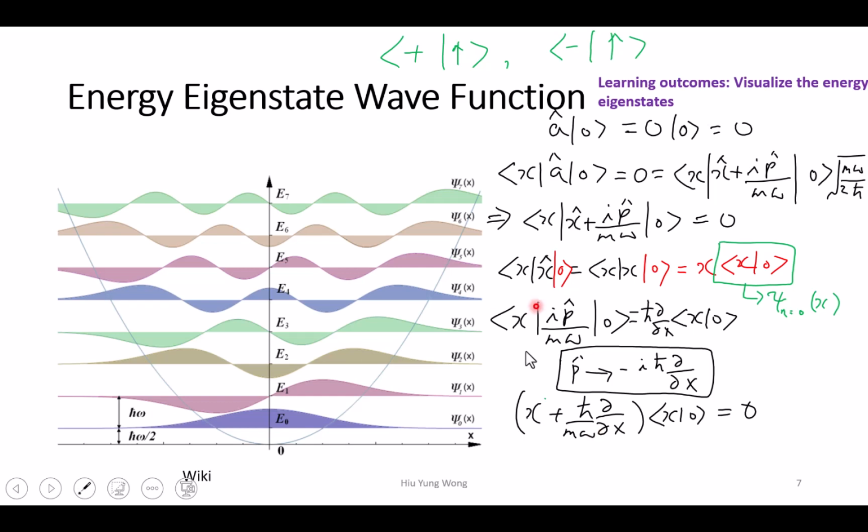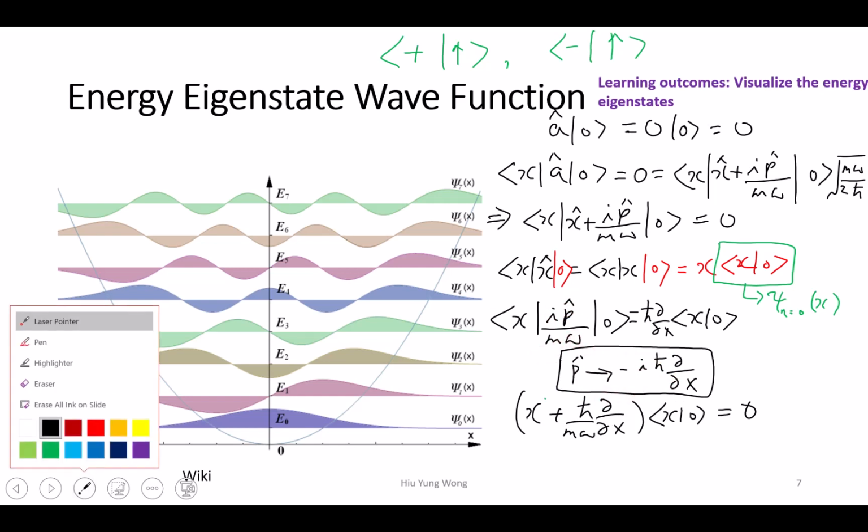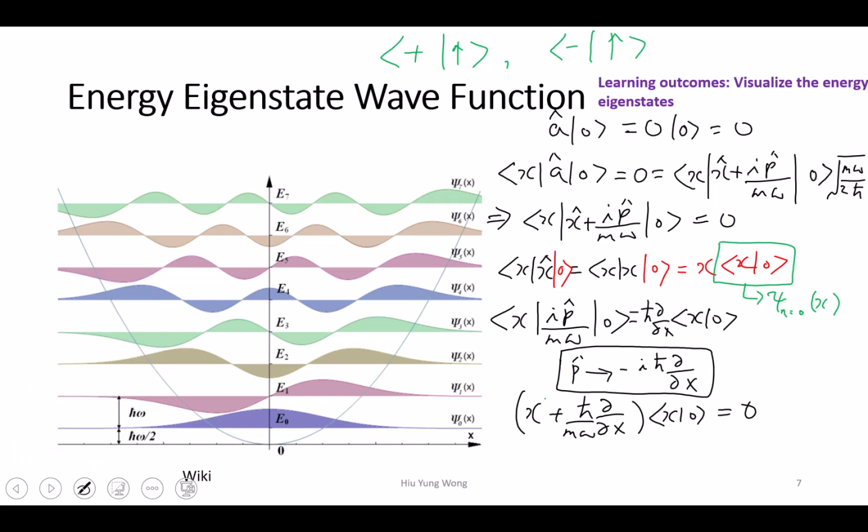No i, this already has an i times negative i becomes 1, because only p becomes this, right? Then this whole thing needs to be multiplied by i divided by m omega. Yeah, good point, right? And if you are still not familiar with this x, x inner product with 0, no, what do I do here?